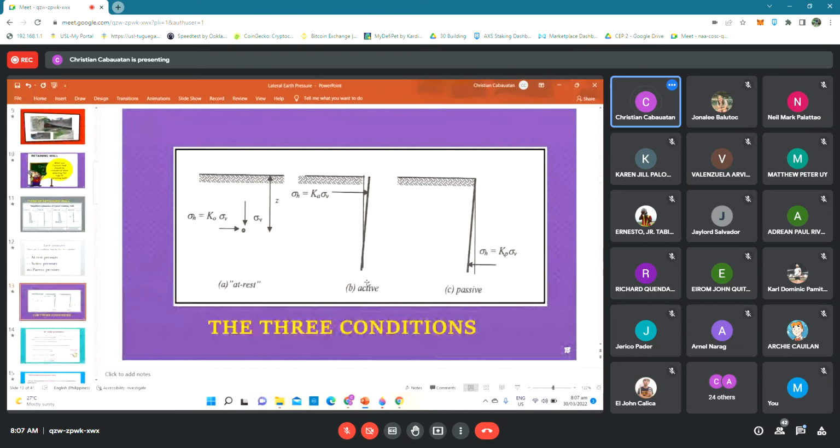Okay. So these are the common effects or the common movement when the three conditions occur. Okay? At rest, there is no movement. Okay? In active, there is a movement, pero yung kanyang movement, it is away from your soil, okay? Kumbaga, tinutulak ni soil yung retaining wall natin, okay? And then, in passive, si retaining wall naman ang tumutulak sa soil ninyo, okay?